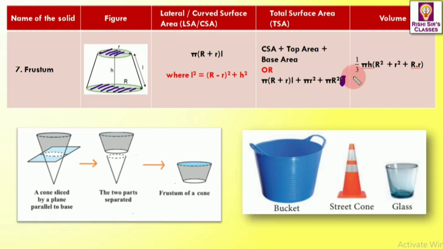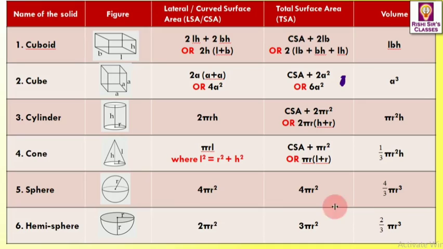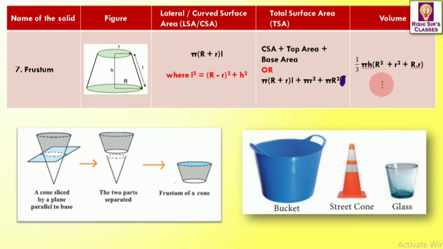Now, if we are talking about the volume of it, then the volume of a cone is 1 upon 3 pi r square h. And in this one we will have 1 upon 3 pi h. It will remain same. Only the difference is of r square. And that r square will be capital R square plus small r square plus capital R multiplied by small r, or we can say r1 square plus r2 square plus r1 into r2. So these are all the formulas of the surface area and volume. Okay.